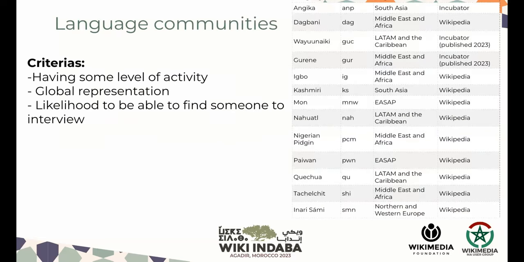And many people ask me about how we came up with the languages that we worked with. So we're basically looking at these three key areas. The criteria was that we want to see that there's an activity happening within the incubator or the project language. And then we also wanted to make sure, as it has always been, to have a global representation. And we were also looking at the likelihood to be able to find someone to interview.